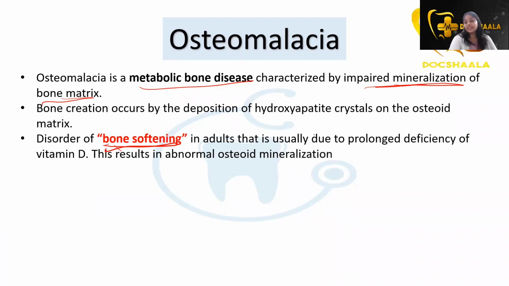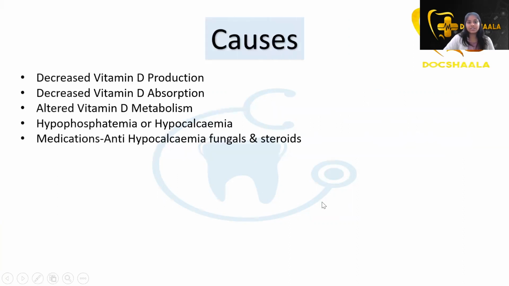It may result in adults due to prolonged vitamin D deficiency. So this results in abnormal osteoid mineralization. Okay, so let's just see the causes.